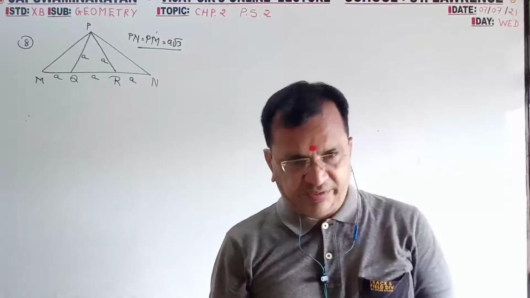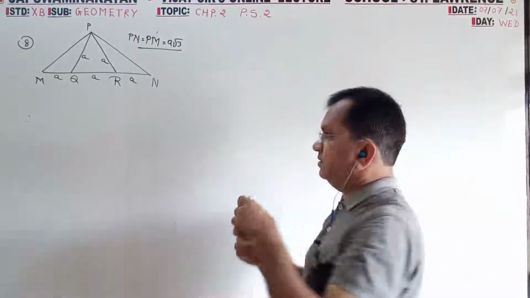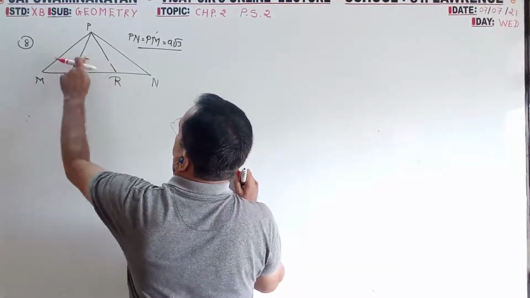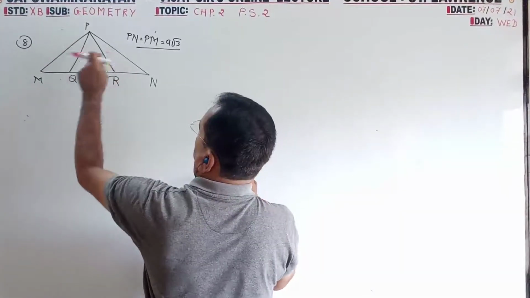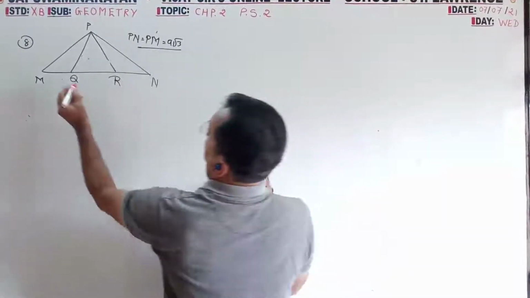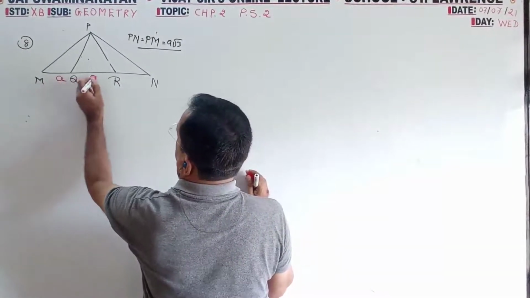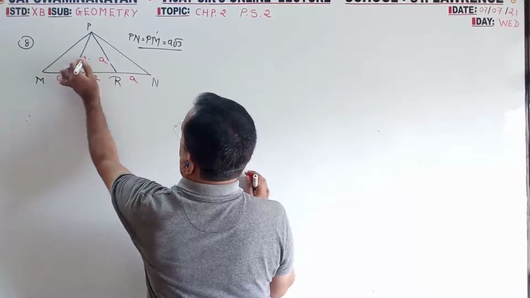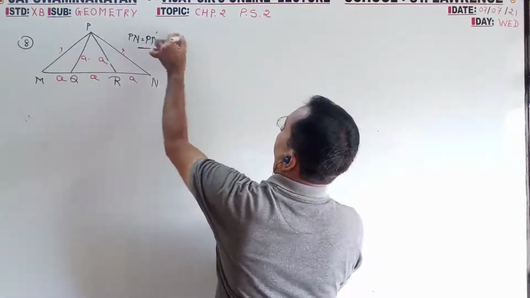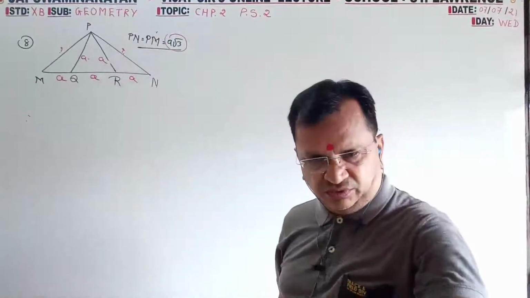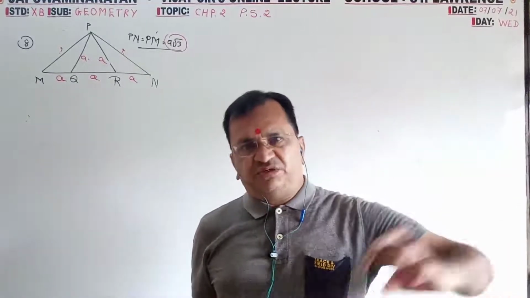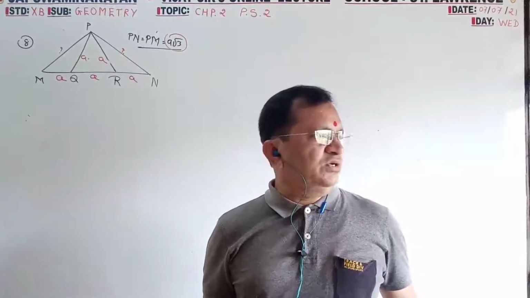Listen, dear student. One, two, three, 4, 5, 6, 7 sides are there. Among 7, 5 are A. This is the question, this is the question. Both we have to prove A root 3. Understood? Now, a very systematic answer you have to write.